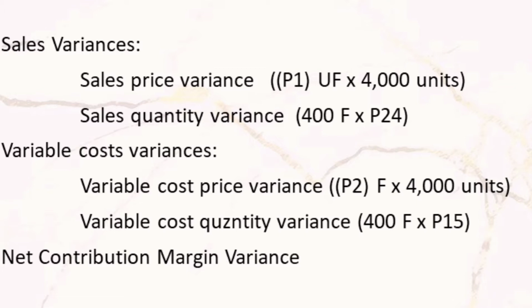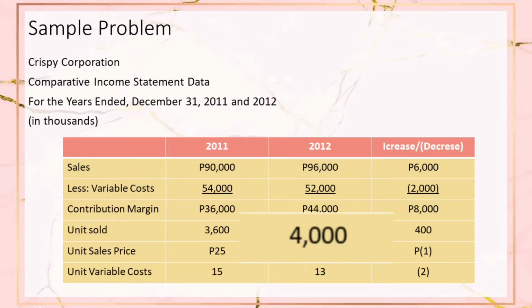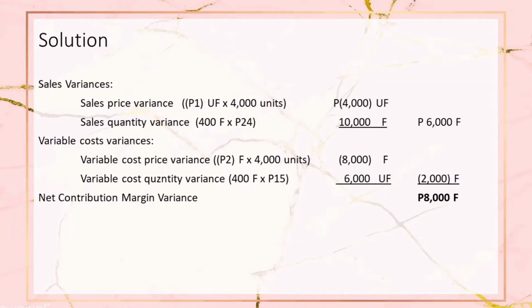To get the sales price variance, multiply the difference in the unit sales price in 2011 and 2012 by the units sold in 2012. So, we have the unit sales price in 2011 of 25 pesos and in 2012 is 24 pesos. So, we get the difference of 1. We will multiply it by the units sold in 2012, 4,000. So, we get the 4,000 sales price variance, which is unfavorable.